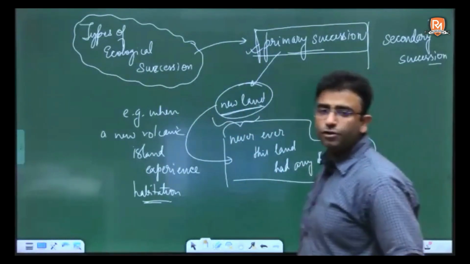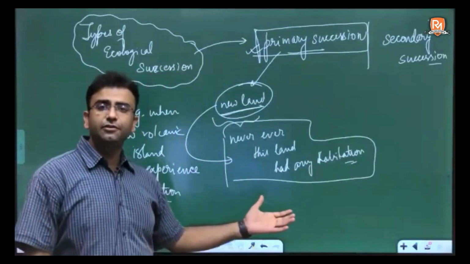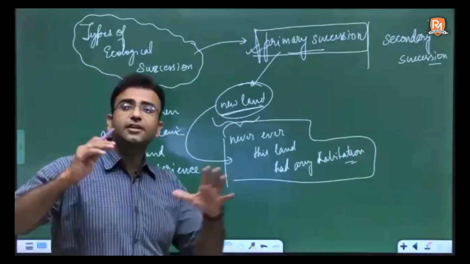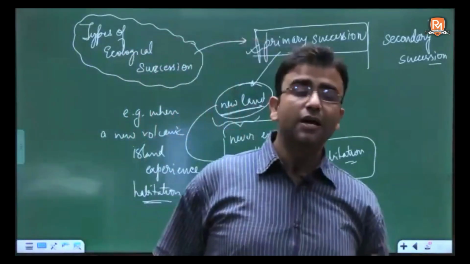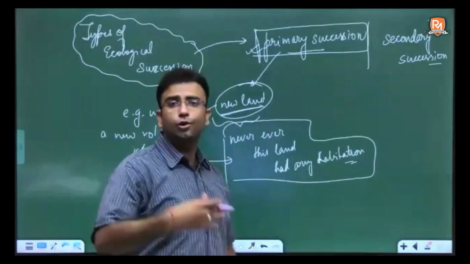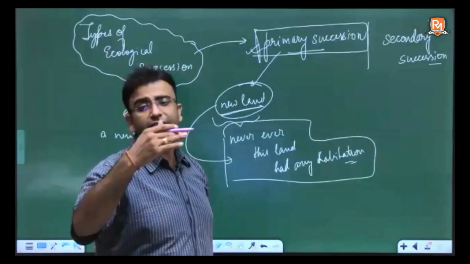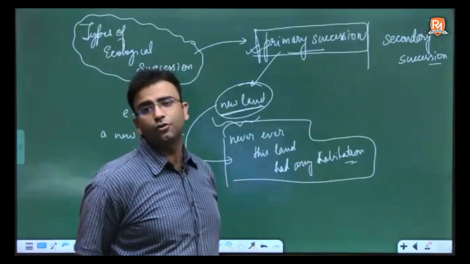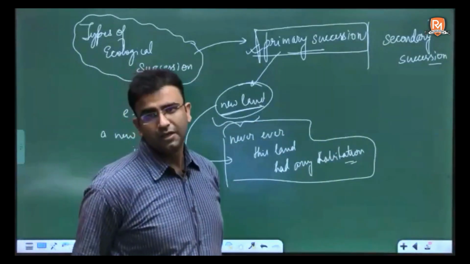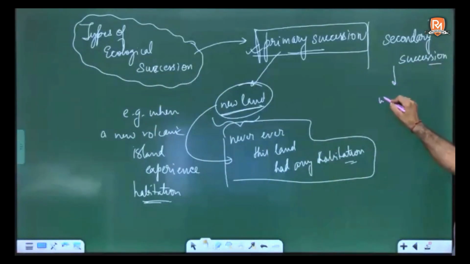Now, it is also possible that a land which has already achieved habitation suddenly experiences a second wave of volcanic eruption, such that all life form is lost again. And on that land, when the ecological succession begins again, that is known as secondary ecological succession.